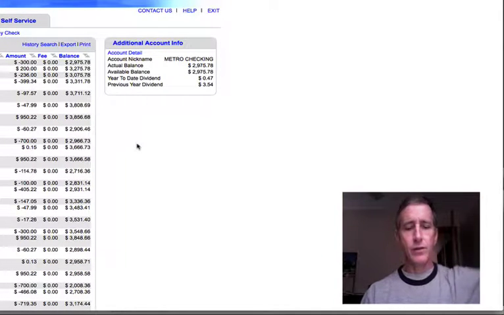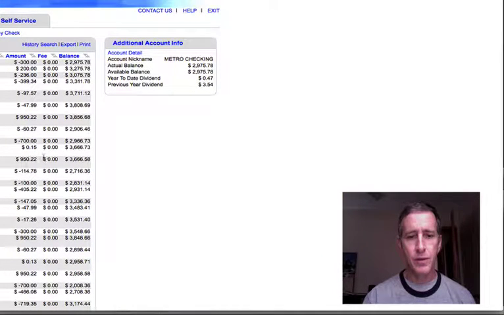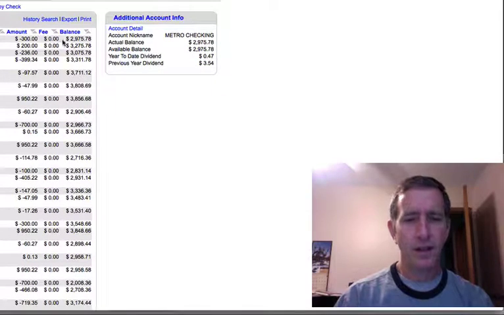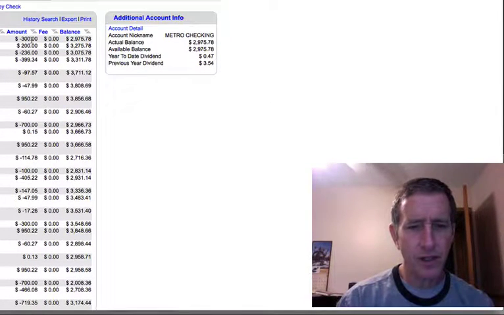All right, another good reason why you'd want to check these against your checkbook is because you want to look for any unauthorized transactions. Okay, if it has a negative amount on it, then that means the money came out of your account. And if it has a positive amount, the money was added.